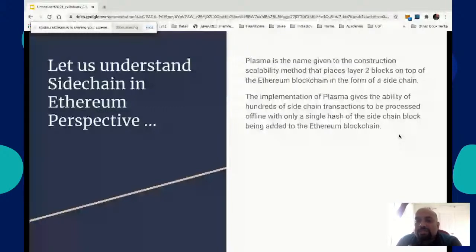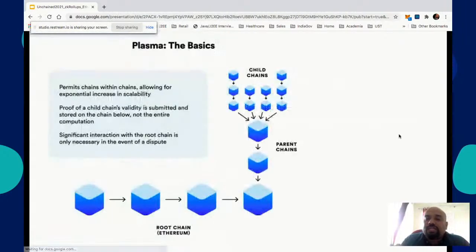So Plasma gives the ability for hundreds of sidechain transactions to be processed offline with only one single hash of the sidechain block being added to the Ethereum main chain. So with Plasma, you can do hundreds of sidechain transactions, processing them off-chain with only a single hash of the sidechain added to the main chain. This diagram depicts Plasma in a beautiful manner.